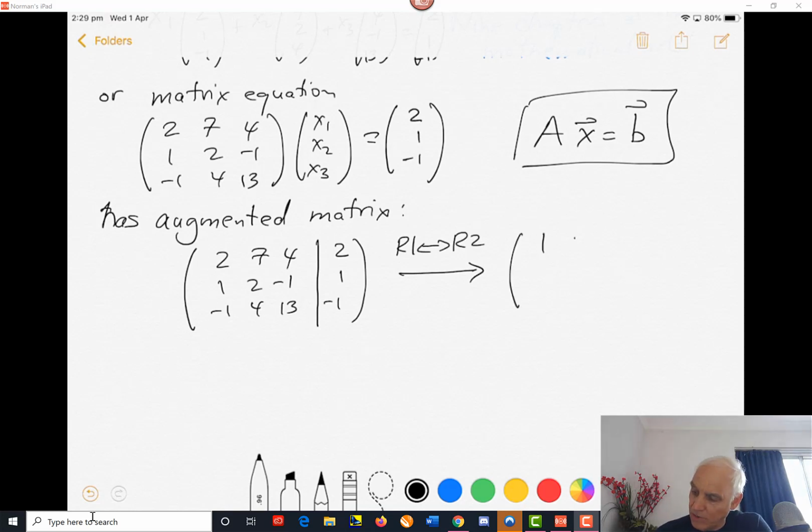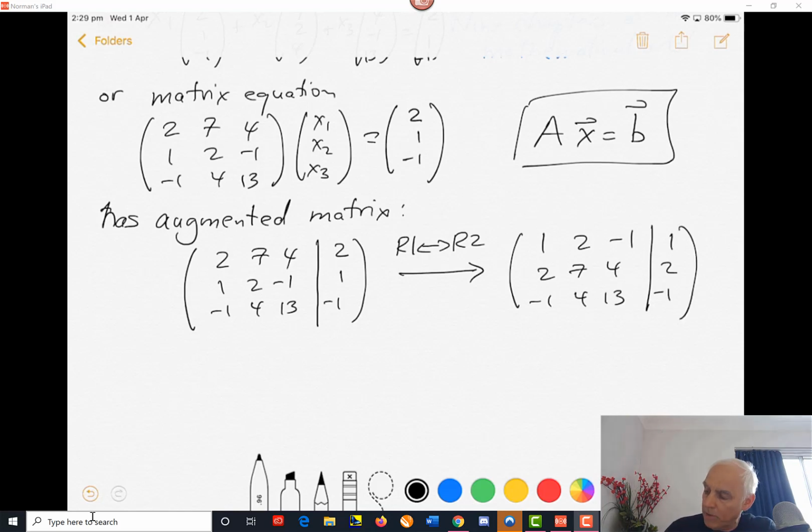That's easy to do. So I get 1, 2, minus 1, 1, 2, 7, 4, 2, and minus 1, 4, 13, minus 1. Why am I doing that? I'm doing that so that this 1 that's there ends up at the top of its column. We like to have 1s at the top of the column. Why? Because we're going to use that entry to reduce the other entries in that column to 0.